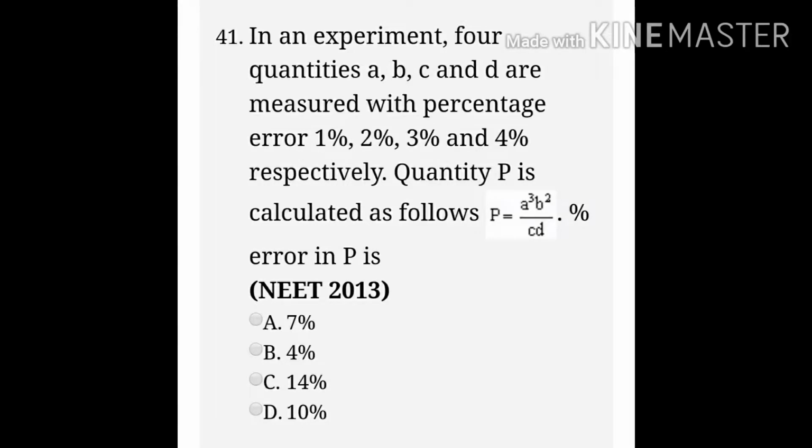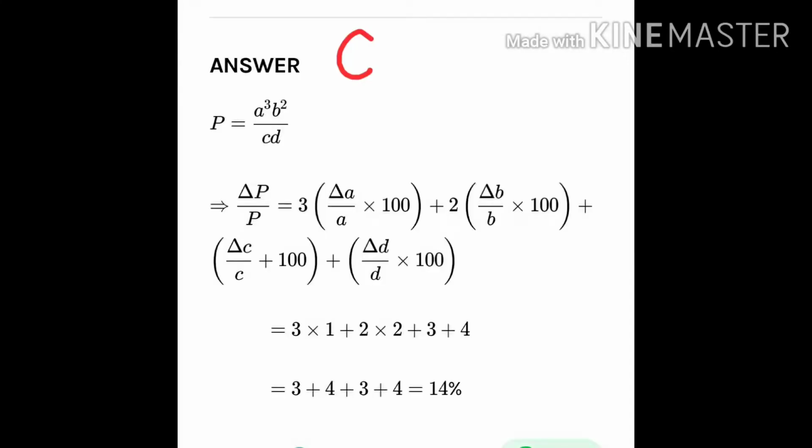Quantity P is calculated as follows. P is equal to A power 3 B power 2 divided by CD. Percentage error in P is, they have given 4 options. Option A 7%, option B 4%, option C 14%, option D 10%. The option for question number 41 is option C.